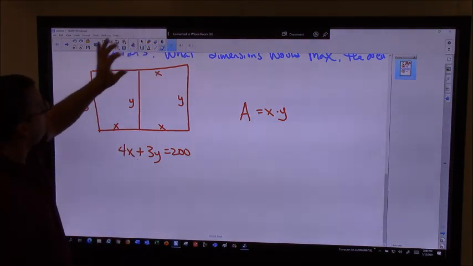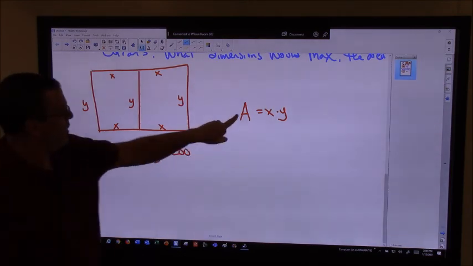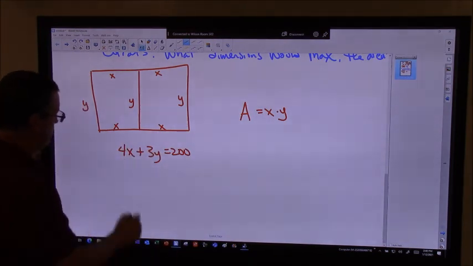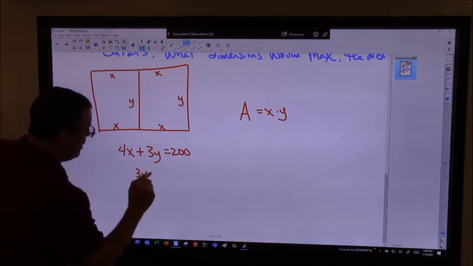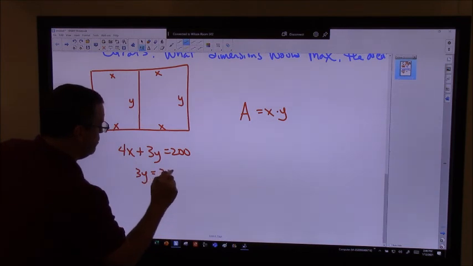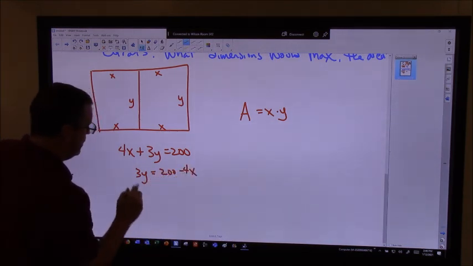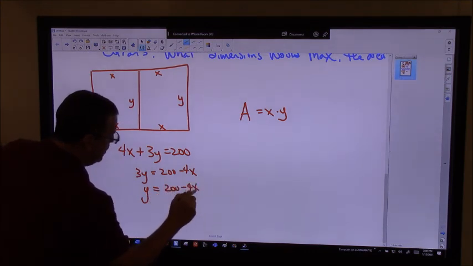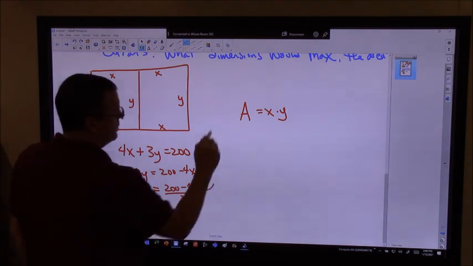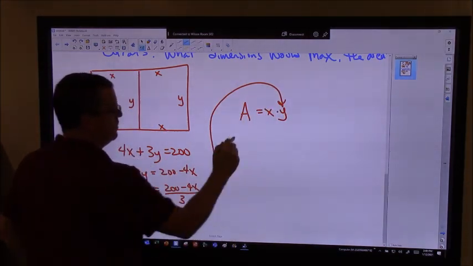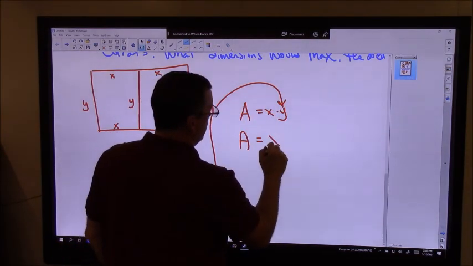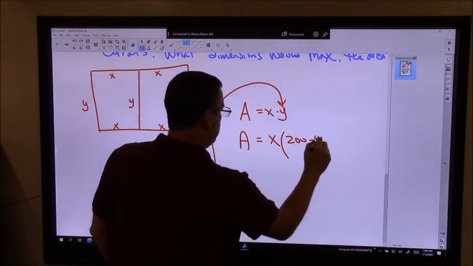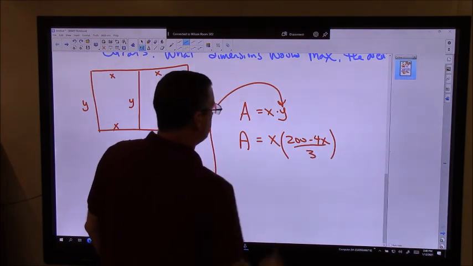Okay? All right, so I want this to be in terms of one variable, so I'm going to solve for y and substitute in. So we'll say that 3y equals 200 minus 4x, and then divide by 3. We get 200 minus 4x over 3. And we're going to take that and substitute it in right there. So the area equals x times 200 minus 4x over 3.